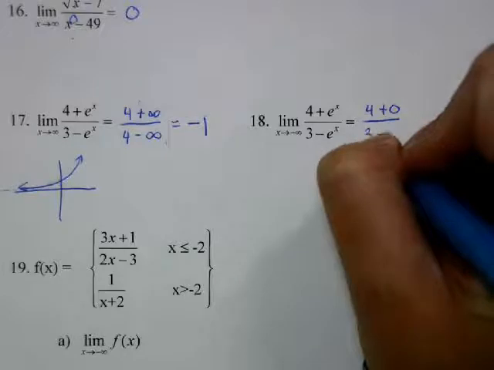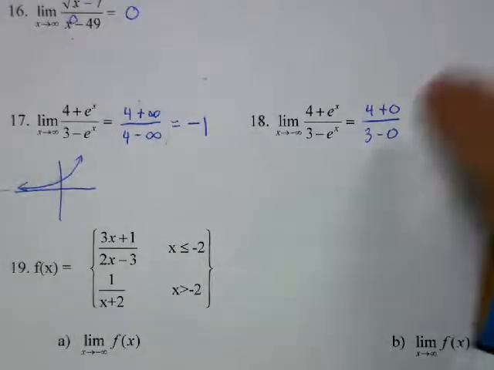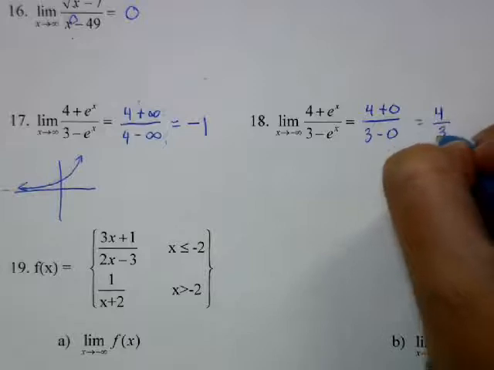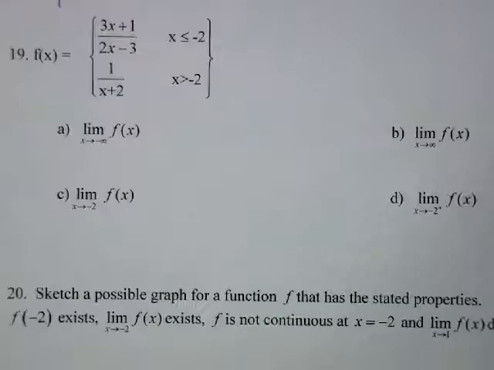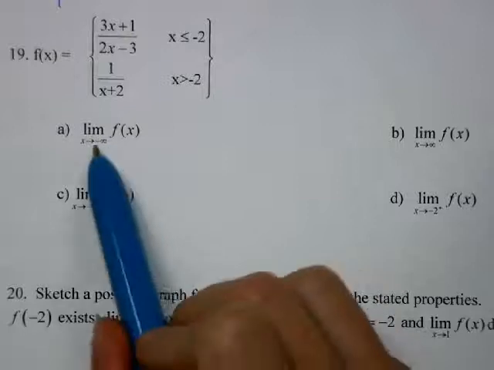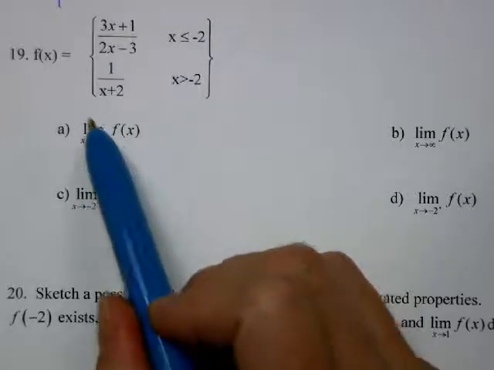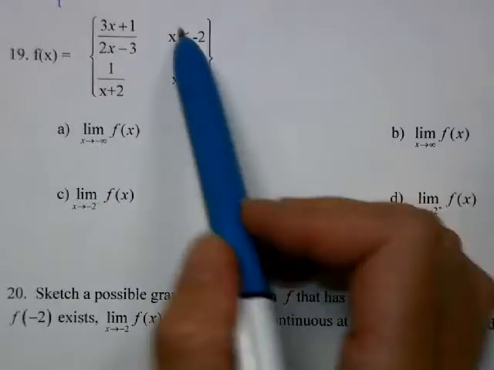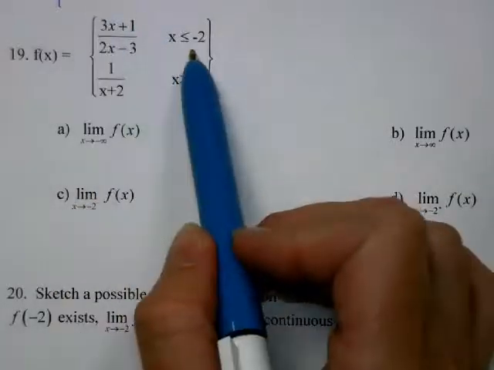So what takes over are those constants. So this is actually going to go to 4/3. Okay, for piecewise, we just want to look at what's happening where we're looking. So A is the limit as x goes to negative infinity of f of x. So we look at these bounds. This is the equation that's going to exist there when we go to negative infinity.